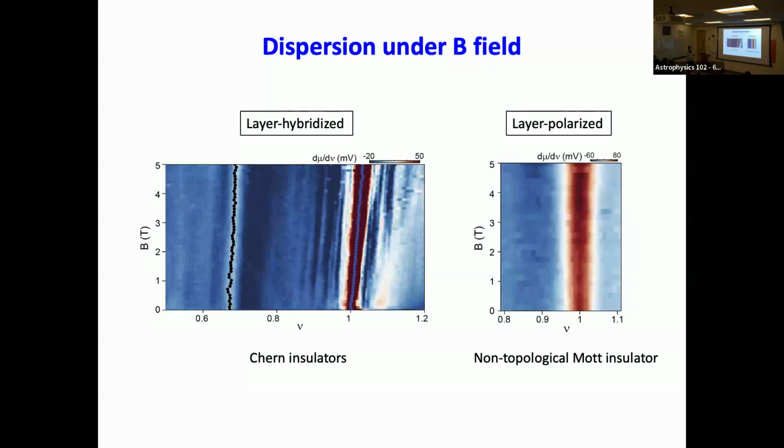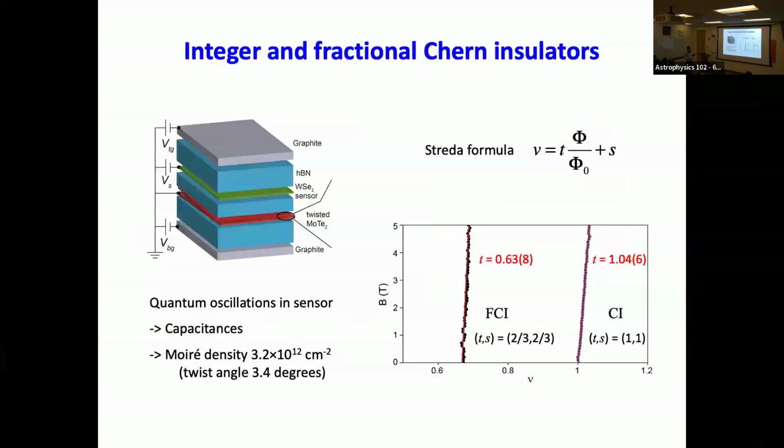And you can also tune your electric field now to make the system in the layer polarized region where the bands are topologically trivial. In this case, you can see that the new 1 state just does not disperse with the magnetic field, because this is just a non-topological insulator system. Okay, and I'm not going to get into the details.